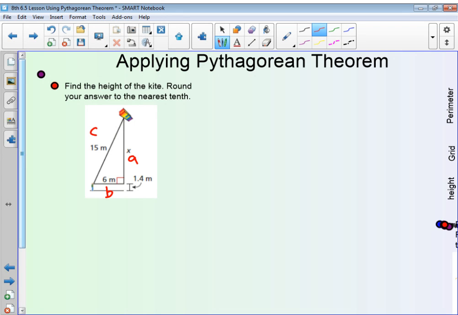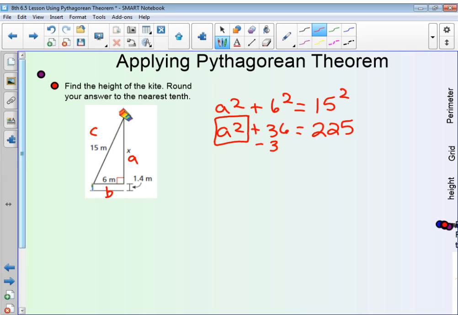This is our C. So a squared plus b squared, which is 6 squared, equals c squared, which is 15 squared. Okay, so a squared plus 6 squared, which is 36, equals 15 squared, which is 225. Okay, so now I'm going to get rid of my 36 because I want to get a squared by itself. So subtract it. So now I have a squared equals 189. And to get rid of the squared, I have to do square root.